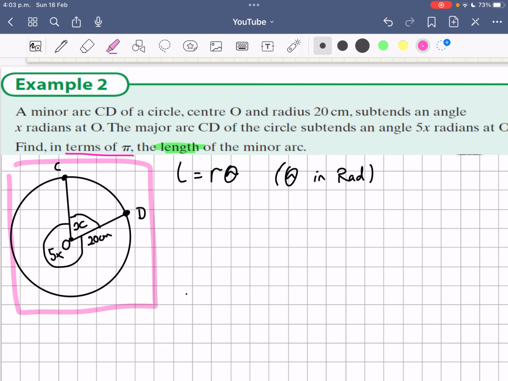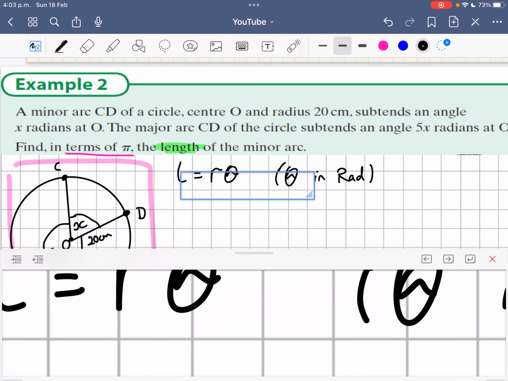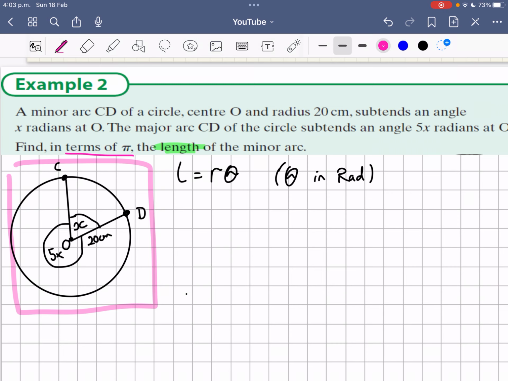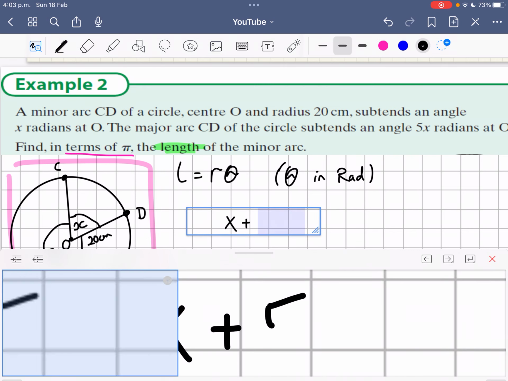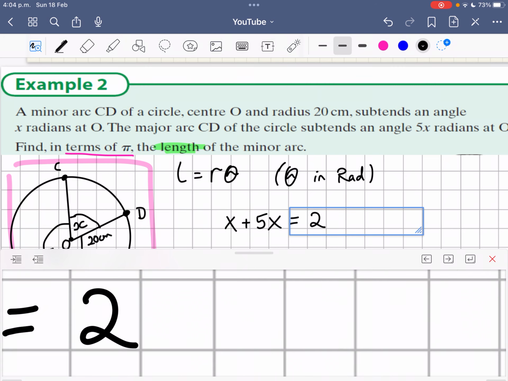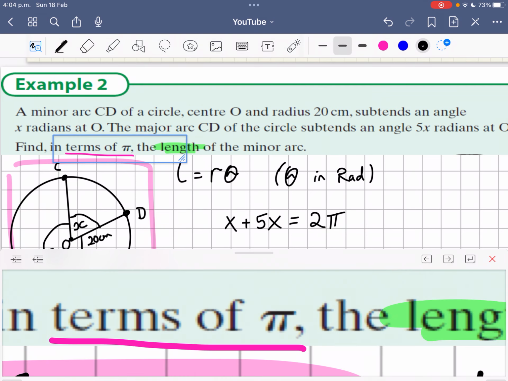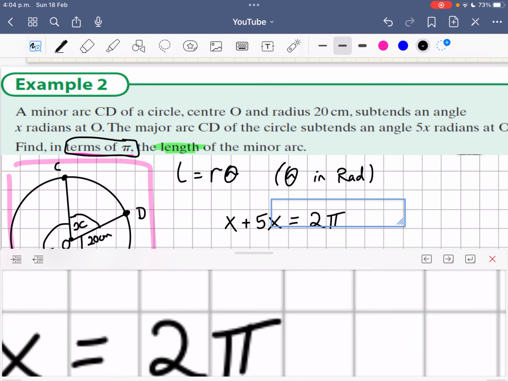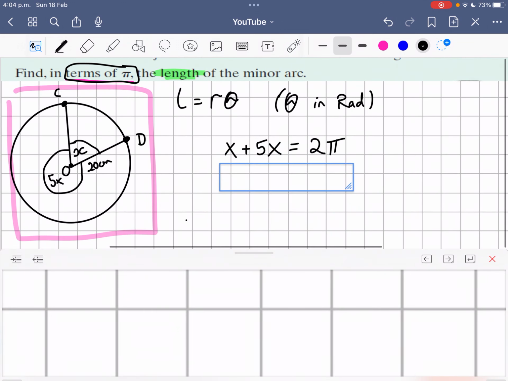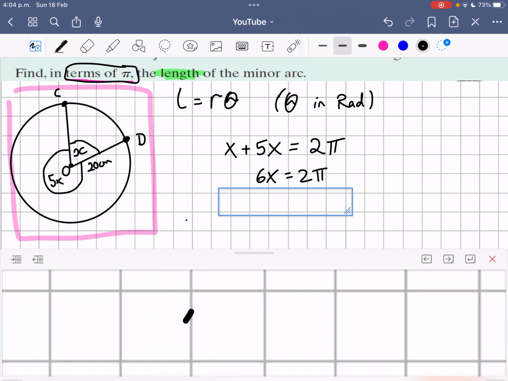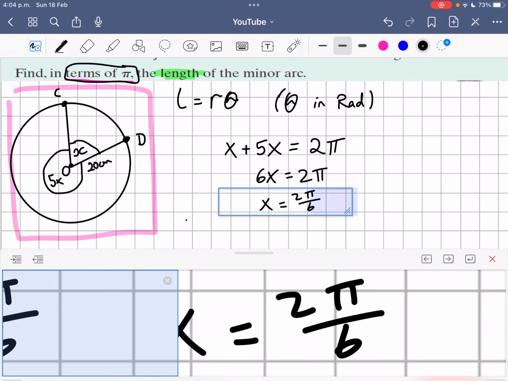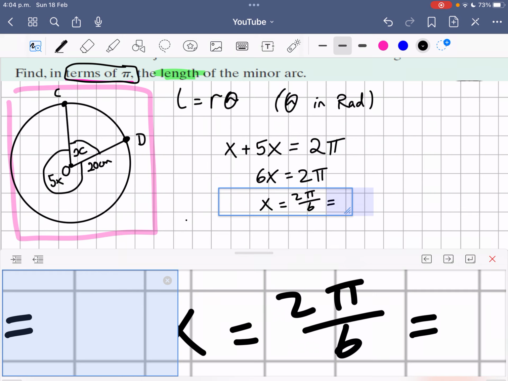So I have the formula there for length. And the next thing we want to find is length, and to put in length we need the radius, which we have. We also need the angle, which we don't have. But we know that x plus 5x is equal to 360 degrees or 2 pi. We're going to work with radians because it says in terms of pi. And that would tell me that 6x is equal to 2 pi. So x is 2 pi over 6, or a third pi, or pi over 3.